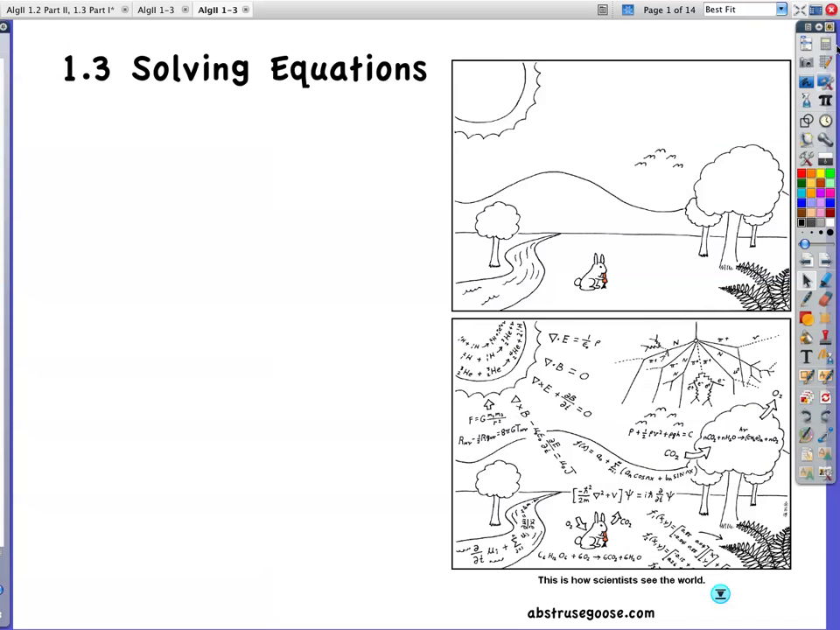Okay, section 1.3, we're solving equations. And actually doing a lot of translating before we even get to that. So here's a nice picture of the world, and then here's the world as scientists see it.